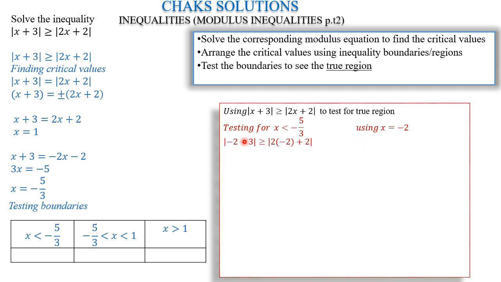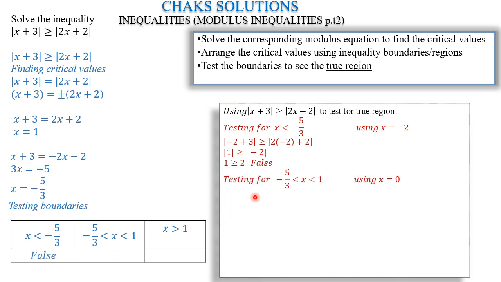Then we place minus 2 here. We're going to have minus 2 plus 3 greater than or equal to modulus of 2 times minus 2 plus 2. So this gives us 1 greater than or equal to modulus of negative 2. Actually, we are going to have 1 greater than or equal to 2, because the negative is swallowed by the absolute value. So 1 greater than or equal to 2 is a false statement. It's not a true statement. 1 is not greater than 2, which makes this region a false region.